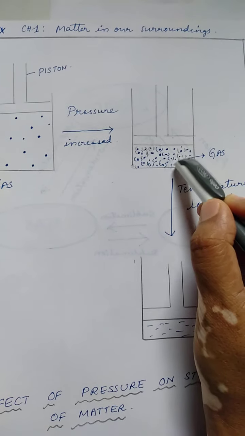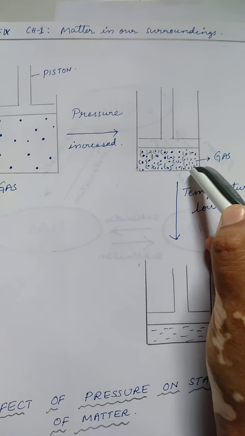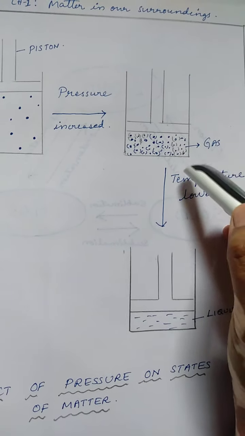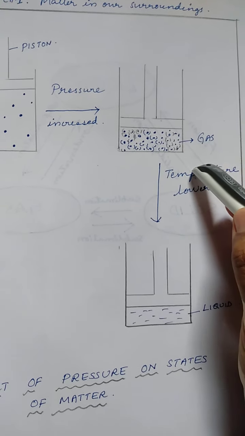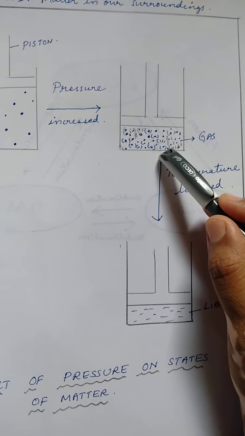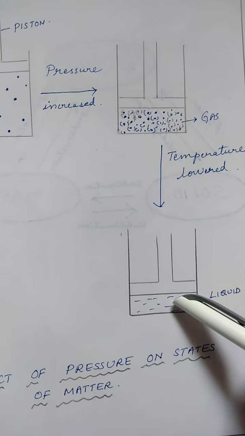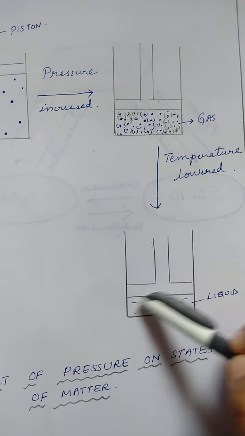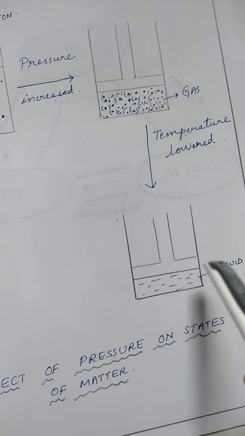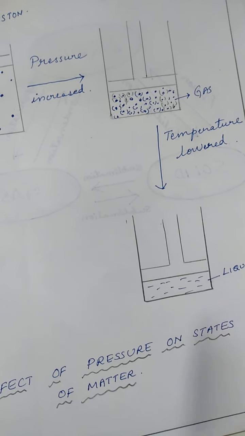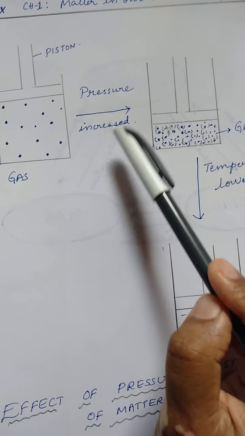But they will be vigorously moving away from each other as there is higher kinetic energy. So what you need to do to lower down the kinetic energy? You have to lower down the temperature. When the temperature is lowered, the kinetic energy of the gas molecules also is lowered, and then there will be a change of state of matter from gas to liquid. So we can say that gases can be liquefied, or turned into liquids, by compression.